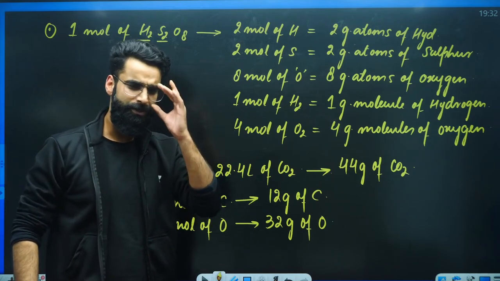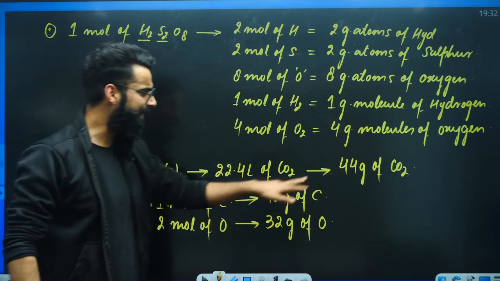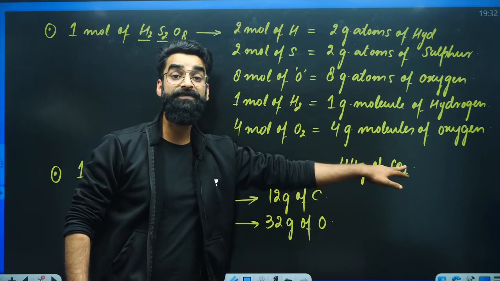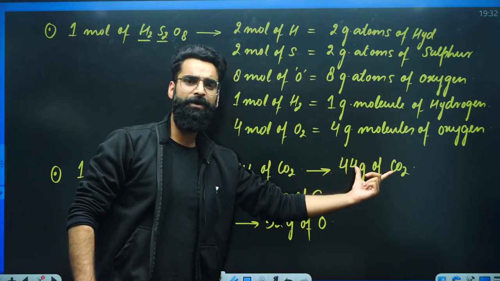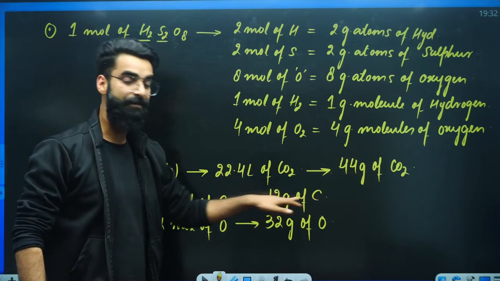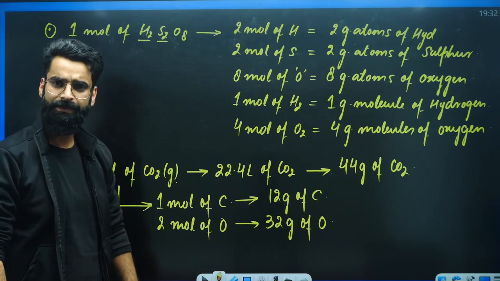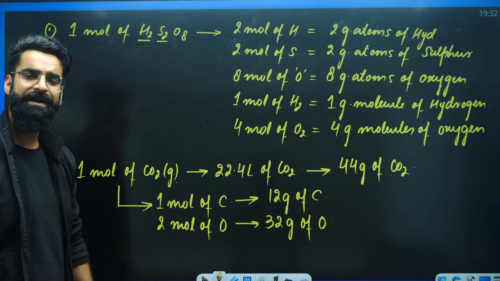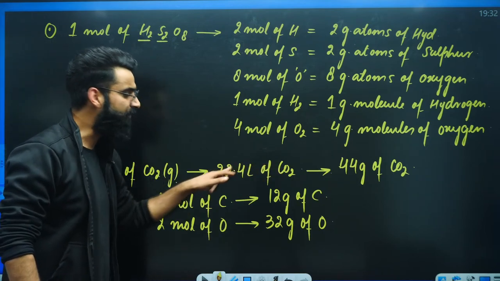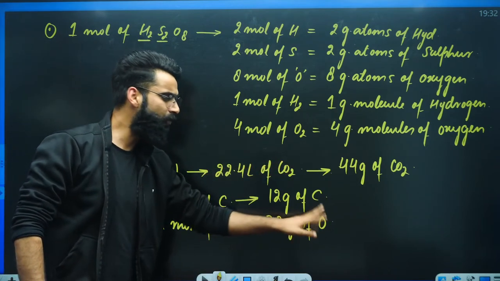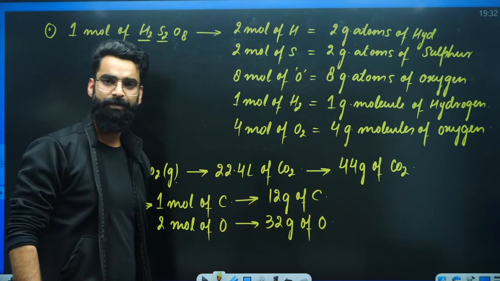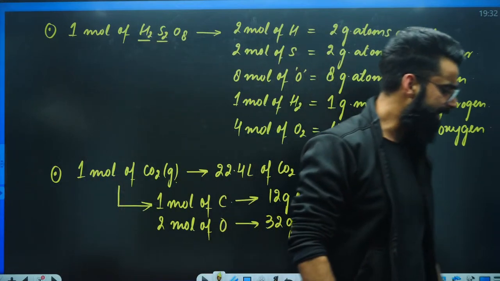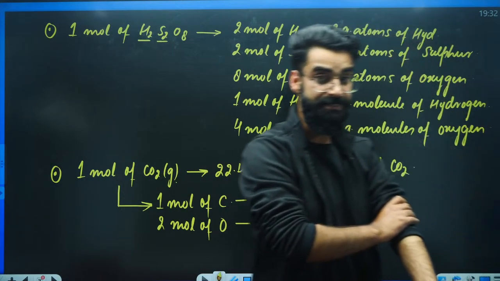Now, you can say one more thing. You can relate any two things, guys. You can say directly, in 44 grams of carbon dioxide, there are 12 grams of carbon present. In 44 grams of carbon dioxide, there are 32 grams of oxygen. You can say in 22.4 liters of carbon dioxide, there are 32 grams of oxygen, and 12 grams of carbon. Any two things you can relate directly now. I hope it is super clear to you.